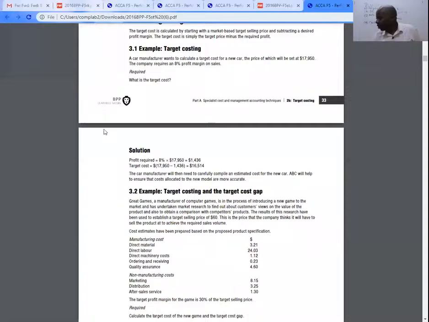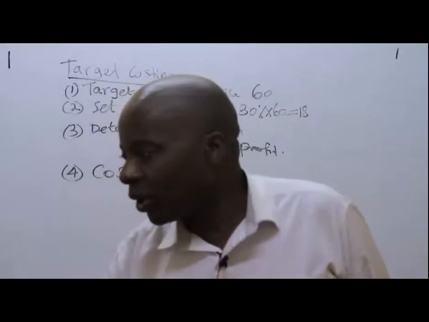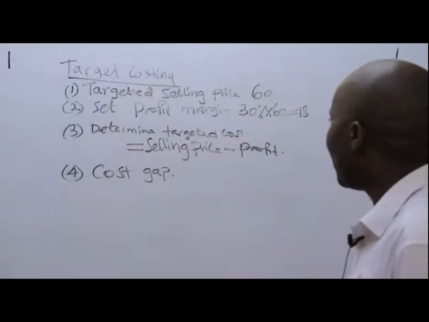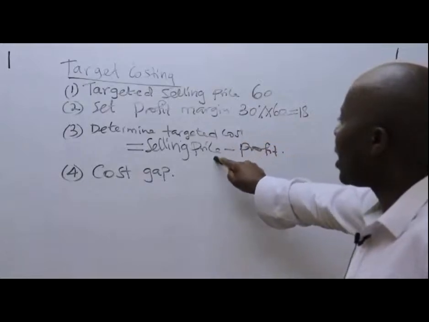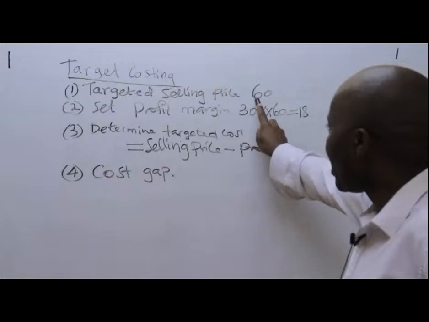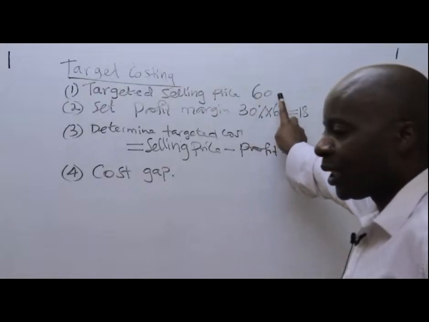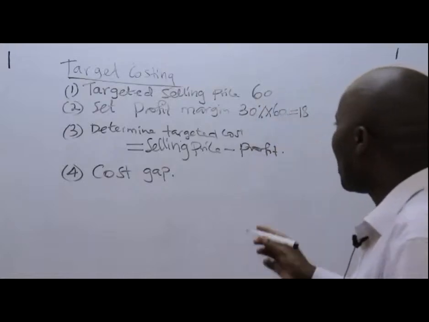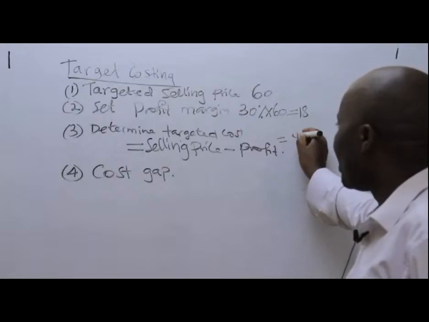The targeted cost, how do I get the targeted cost? We've just said here that to get the targeted cost, we normally take the selling price minus the profit. So I'll take 60 minus 18. This gives me 42.